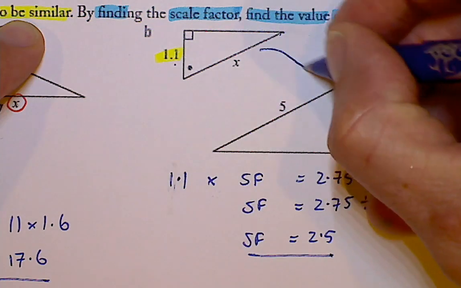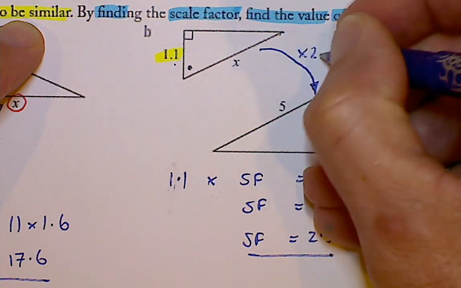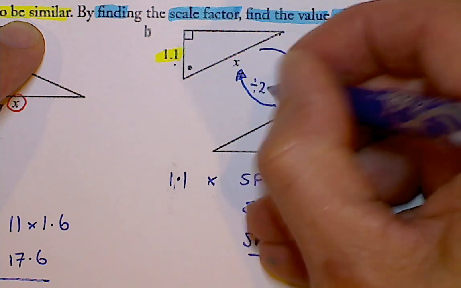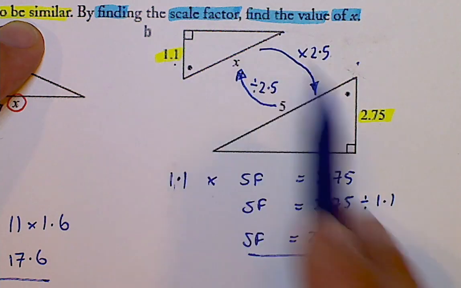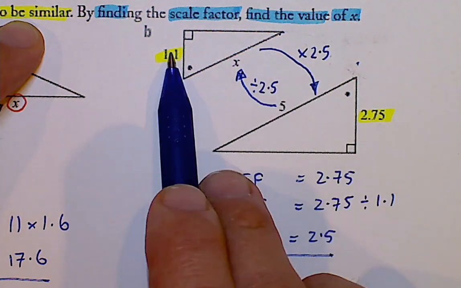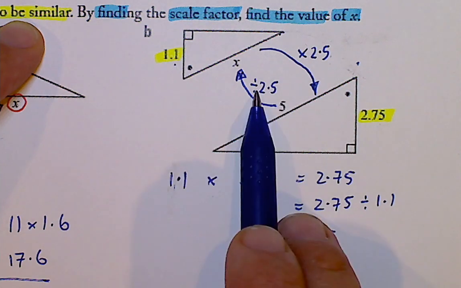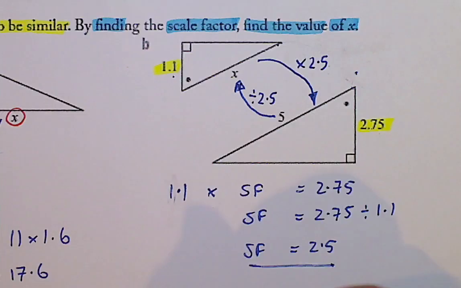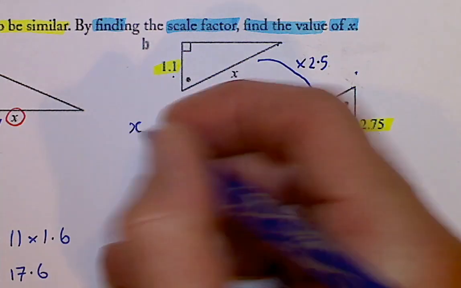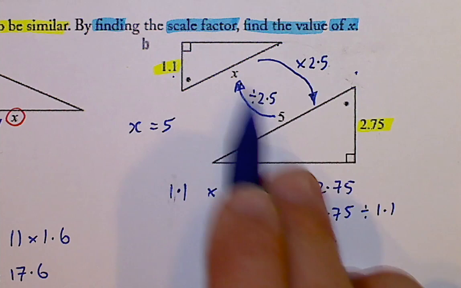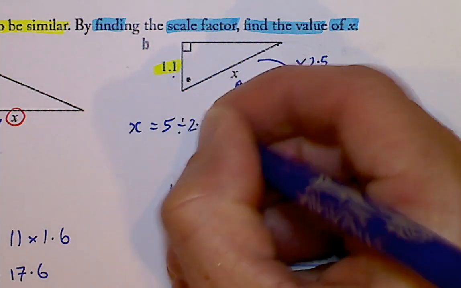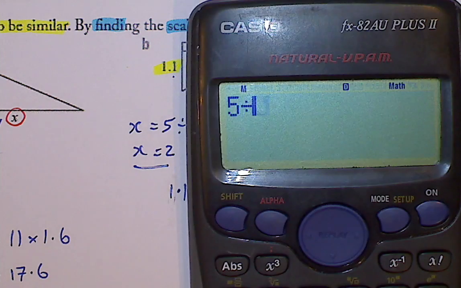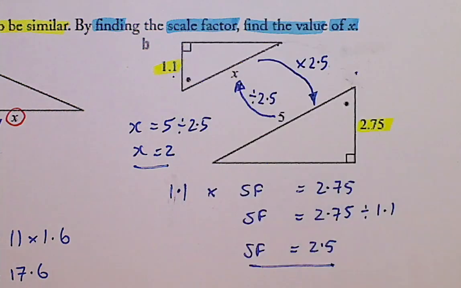So let's think about this. We're going to go 1.1, we're going to go times by 2.5, it's going to give us 2.75. If we go backwards, we do the reverse. So we're actually going to go 5 divide by 2.5 to find x. Okay, so to find x, remember, we're going to go 5 and we're going to divide it by 2.5 because we're going to the smaller triangle, and that's going to equal 2. Now let's check it. Yep, it equals 2.